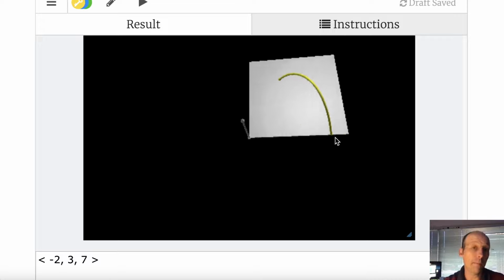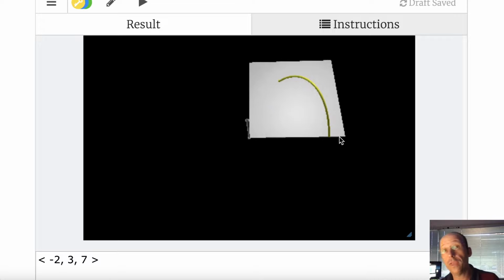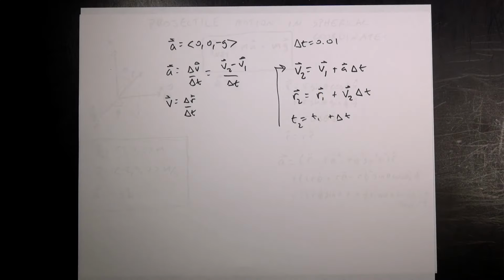So that's my baseline, right? I want to do that in spherical coordinates. Okay, we've got a bunch of work to do. So let's get to it. Let's go back to the paper. Okay, so here I am in the paper.